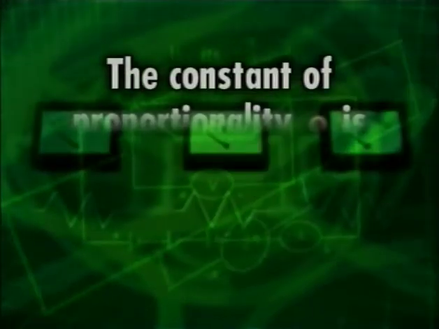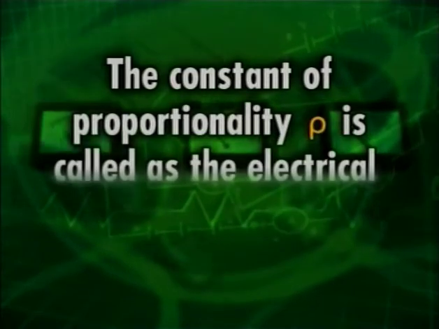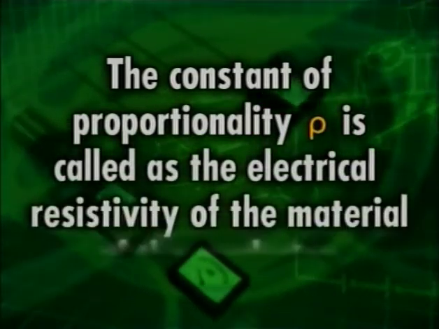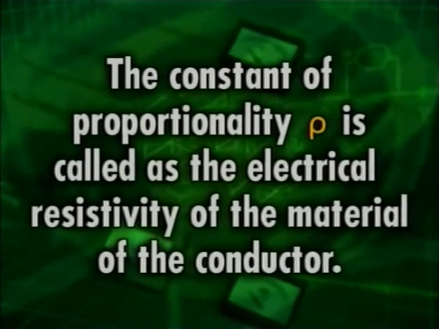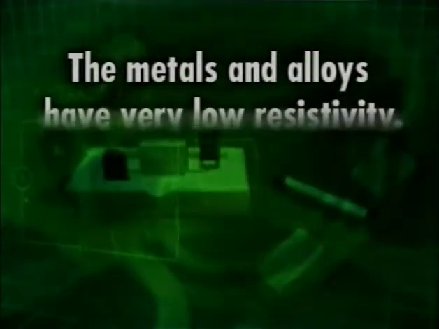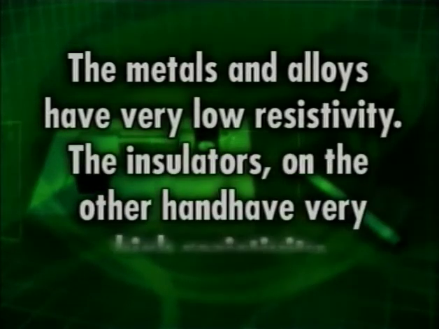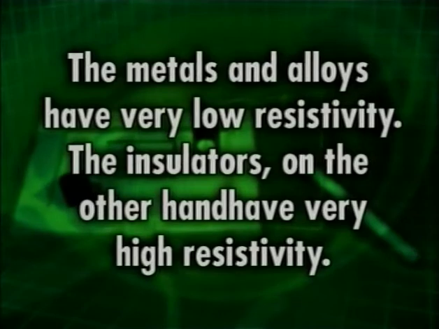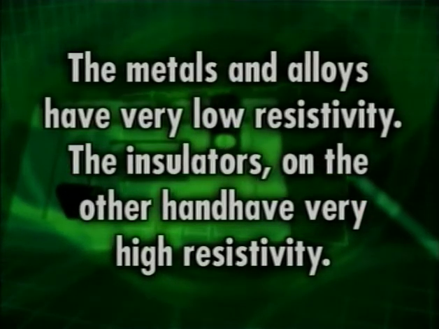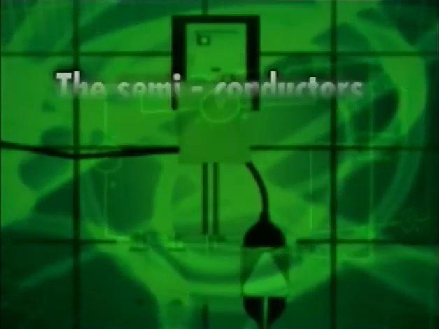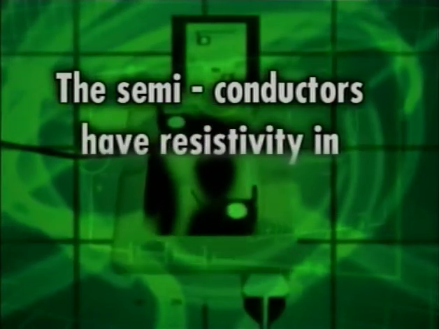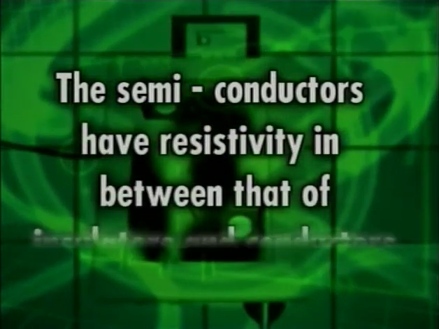The constant of proportionality rho is called the electrical resistivity of the material of the conductor. The metals and alloys have very low resistivity. The insulators, on the other hand, have very high resistivity. The semiconductors have resistivity in between that of insulators and conductors.